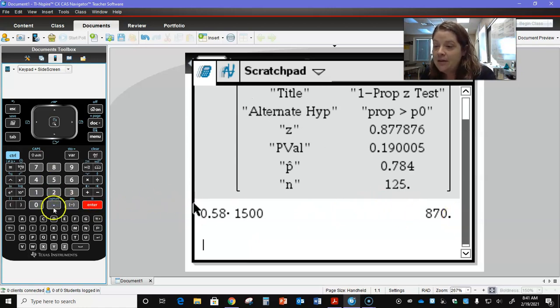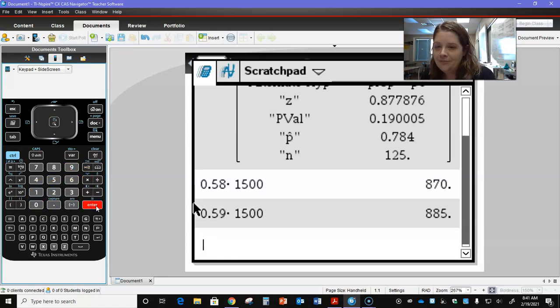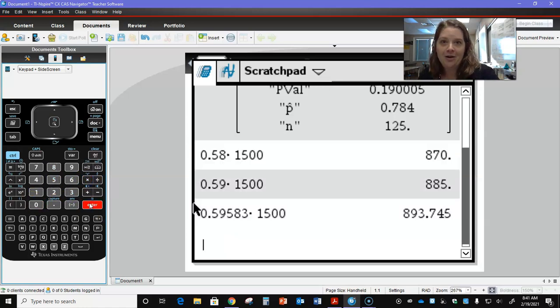But if they had said 59% of 1,500, let's see if that'll work. Oh, I got a whole number with that too. Maybe it's because of the 1,500. Let me try again. 0.59583. So I've got some other number here. There we go. That's not a whole number. If that was the percentage in my problem, I would need to put in a whole number.